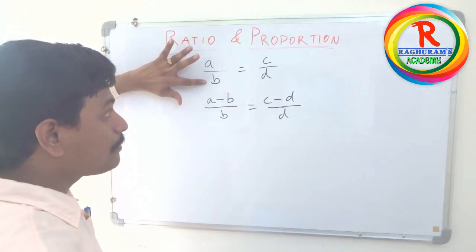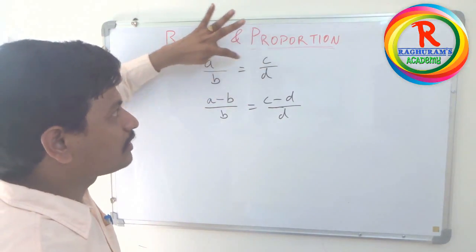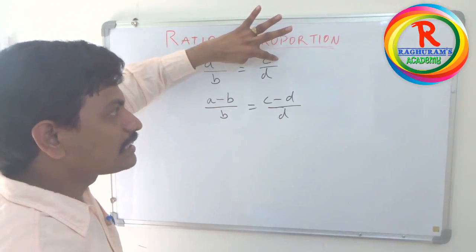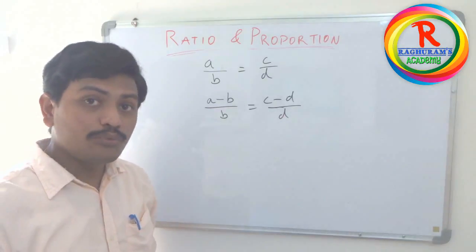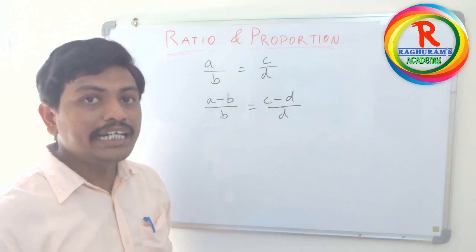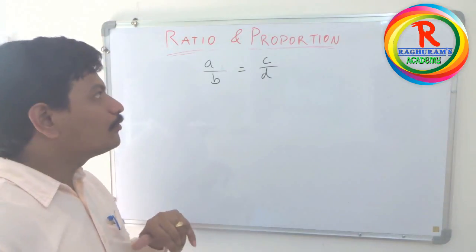Componendo is adding the denominator to the numerator, B to A and D to C, and dividendo is subtracting the denominator from the numerator, that is B from A and D from C, that is A minus B by B, C minus D by D. That is called componendo and dividendo. Now we can apply both componendo and dividendo.